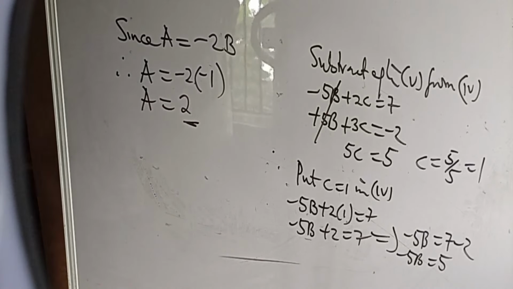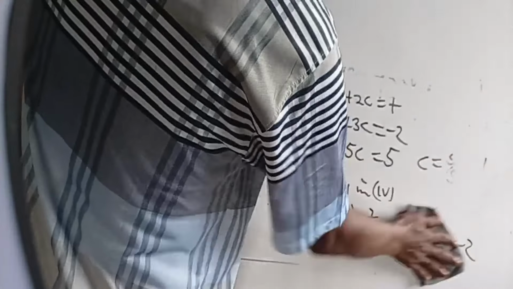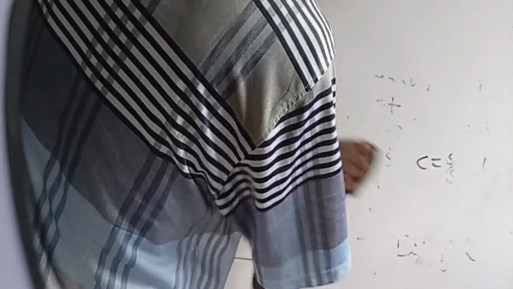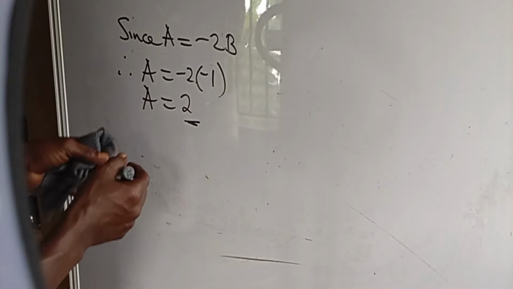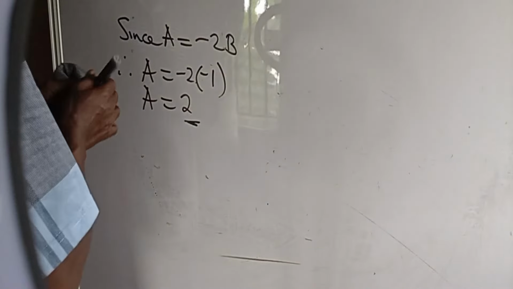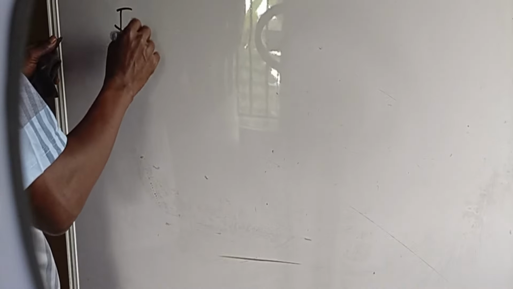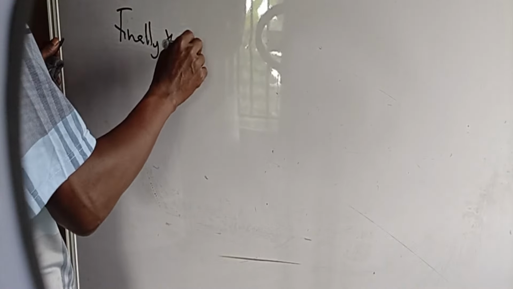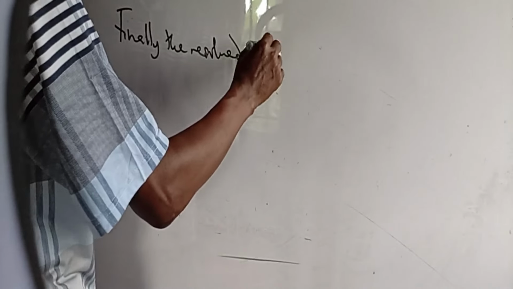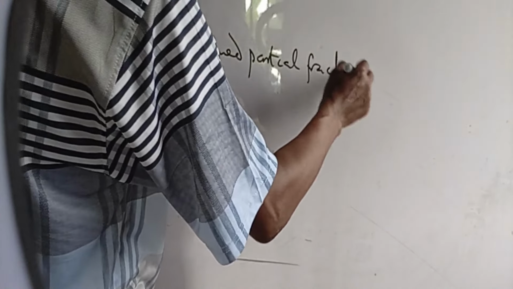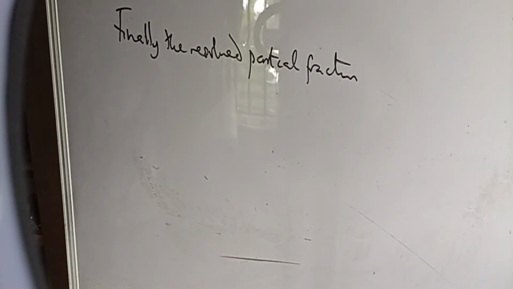So now, finally, the resolved partial fraction is, let me write down here, a equals 2. So finally, the resolved partial fraction: what was our fraction? Can we still remember?